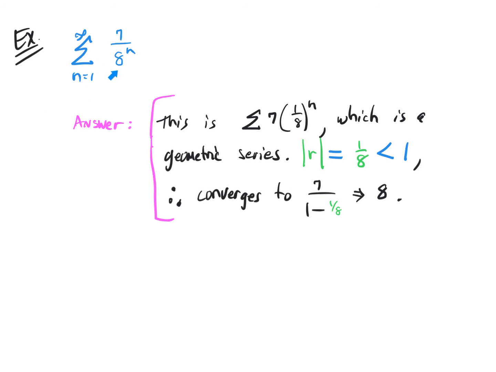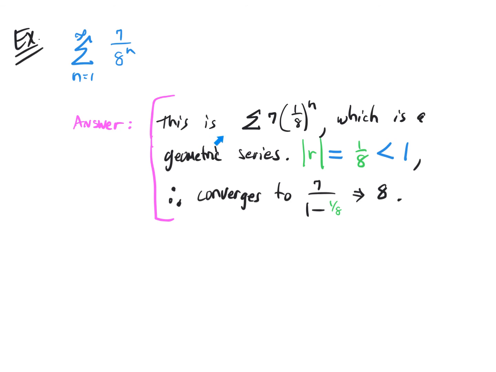One more example. You may or may not quickly realize this is geometric because the 7 is just a constant, right? And 8 to the n is exactly the same as 1/8 to the n. So there it is, our first term, our common ratio. So if this were a question and we're asked, does this series converge or diverge? And if it converges, to what?